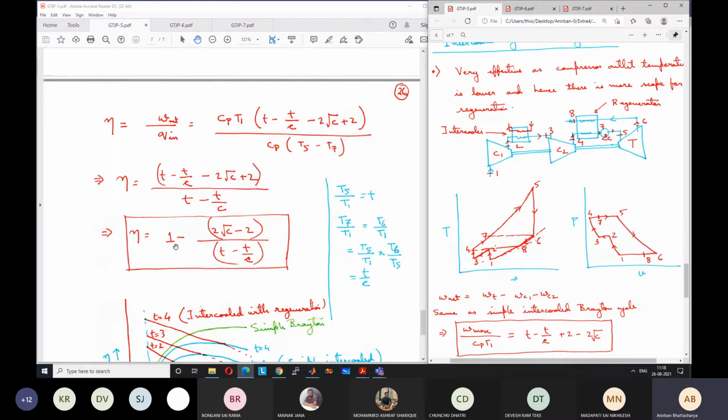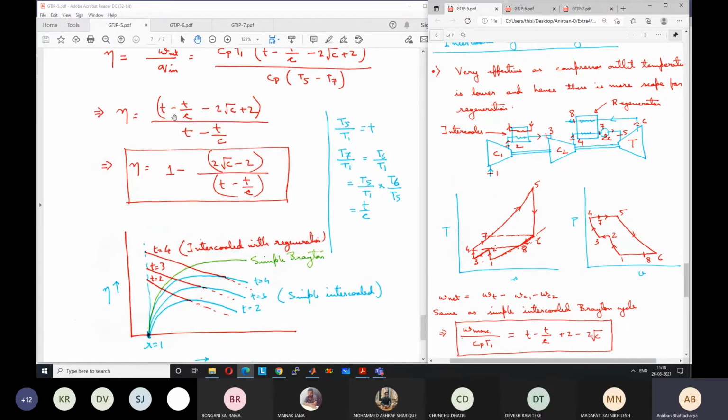So from here you can write eta is equal to 1 minus 2 root C minus 2 divided by T minus T by C. Please don't try to memorize this formula and directly use it in a problem. You will not learn anything, and I will not give you marks if you directly use this formula in the problem. For the problem, you go with first principles. Try to find all the values of temperatures and then find the efficiency and work output from that. These are just for drawing the characteristics. We are writing this in this type of form. It is not a formula.